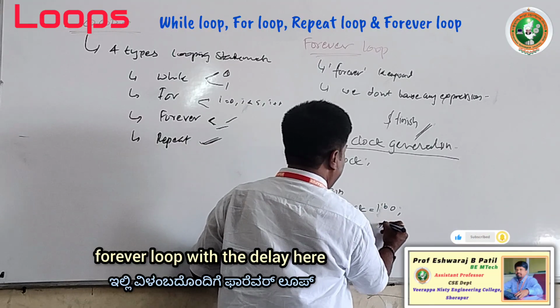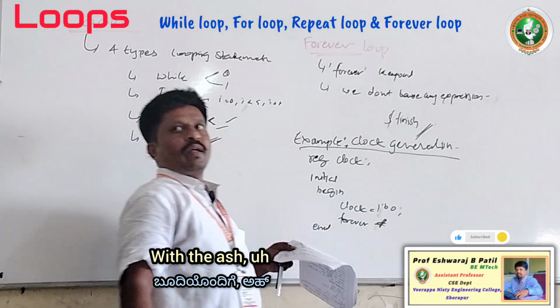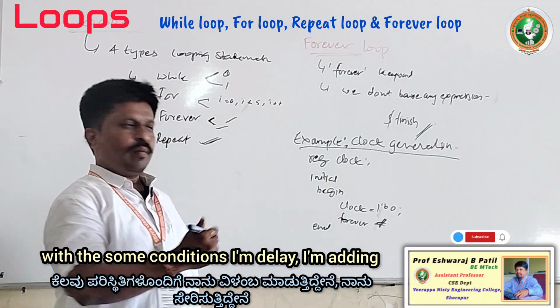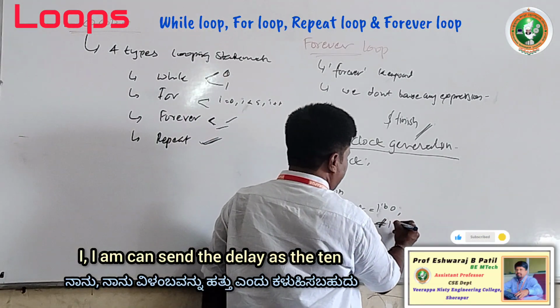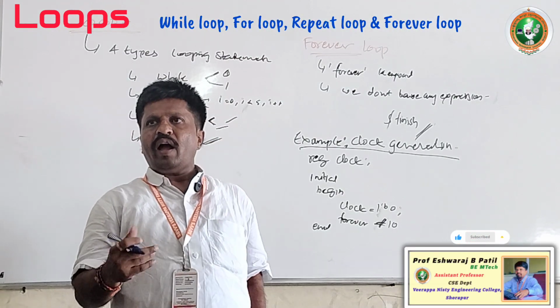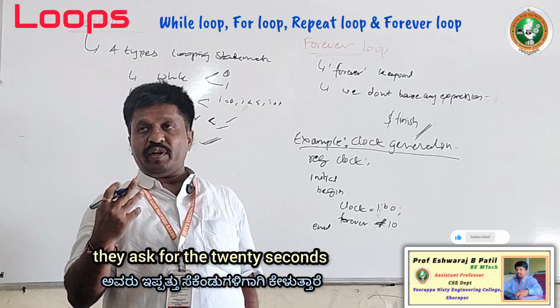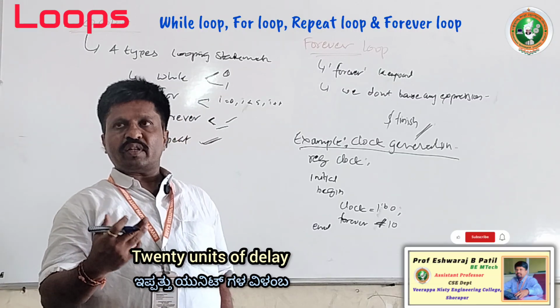Forever loop with the delay here, I'm sending with the hash, with some conditions I'm adding. I can send the delay as 10, the delay is giving 10 itself. In the examination they may ask for 20 units of delay.